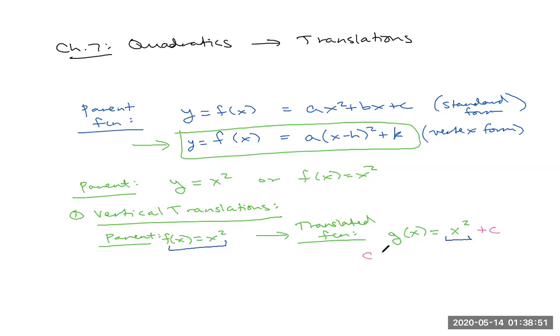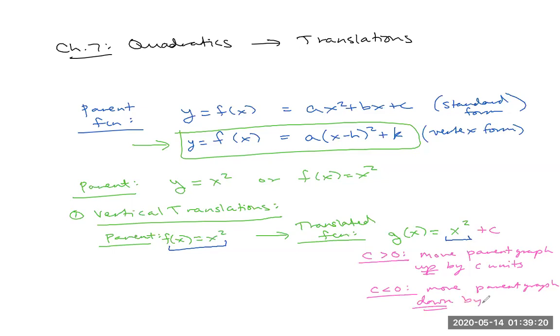So if c is positive, you move your parent graph up by c units. And if c is less than 0, you move your parent graph down by c units.